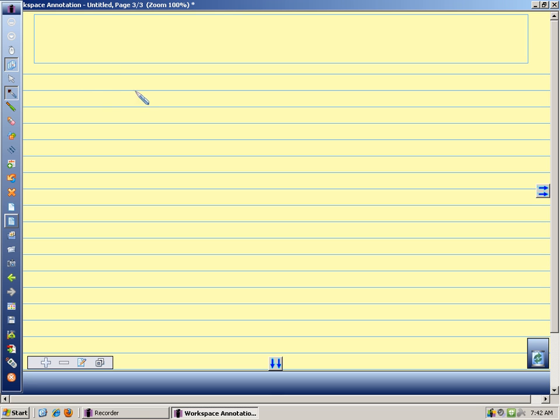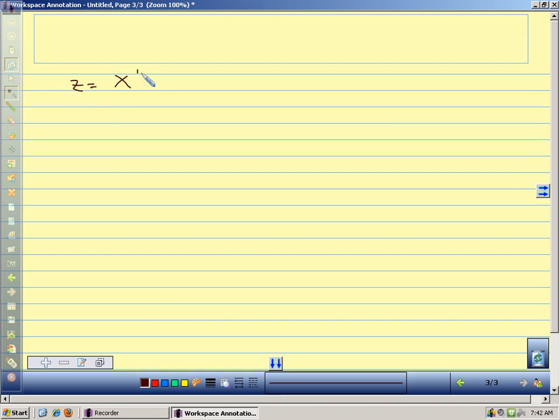So we have z equals x to the fourth minus 3x squared y squared plus y to the fourth. We want to find the 4 second partials.